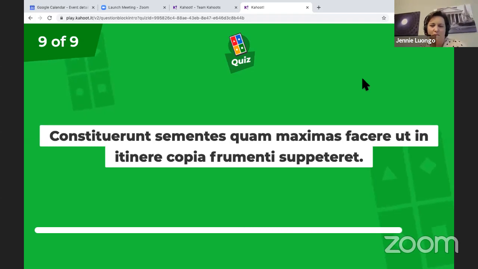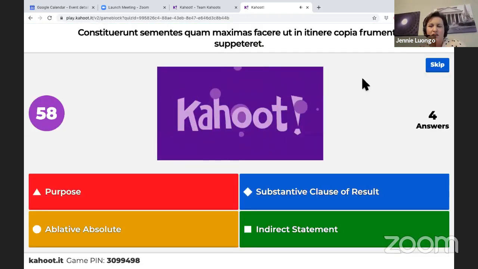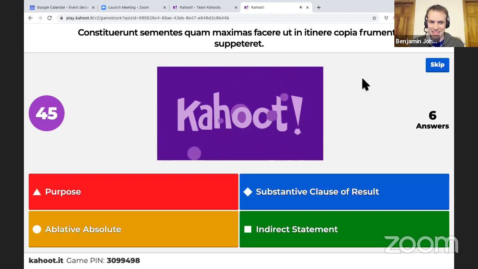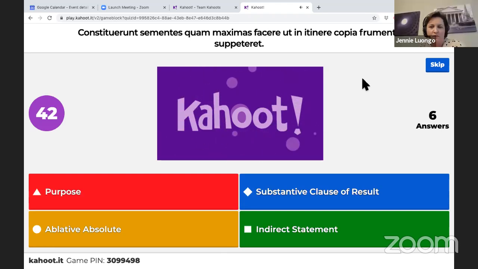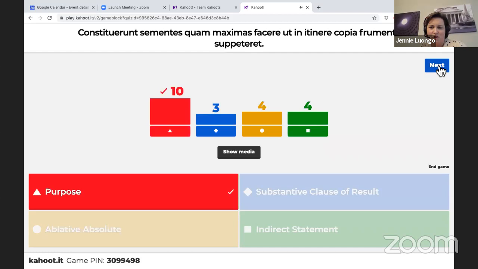Constituerunt sementes quam maximas facere, ut in itinere copia frumenti suppeteret. So again, we're asking purpose, ablative absolute, substantive clause of result, or indirect statement. I do see the ut. Super helpful to see that ut. We're going to have people make a quick decision here because we're running out of time today. So they decided to make plantings as great as possible so that a supply of grain would be on their journey. And that is a purpose clause.